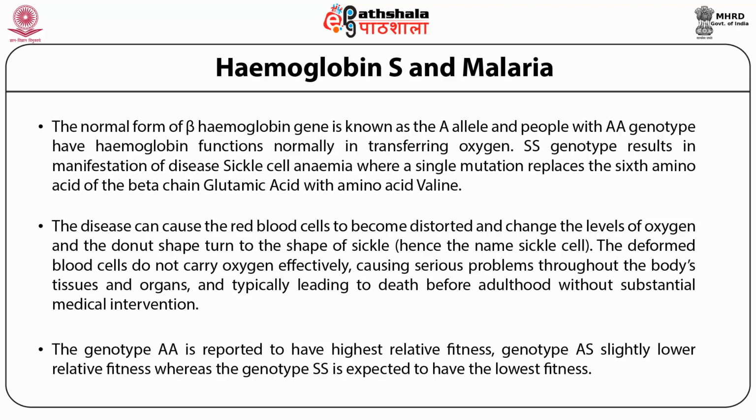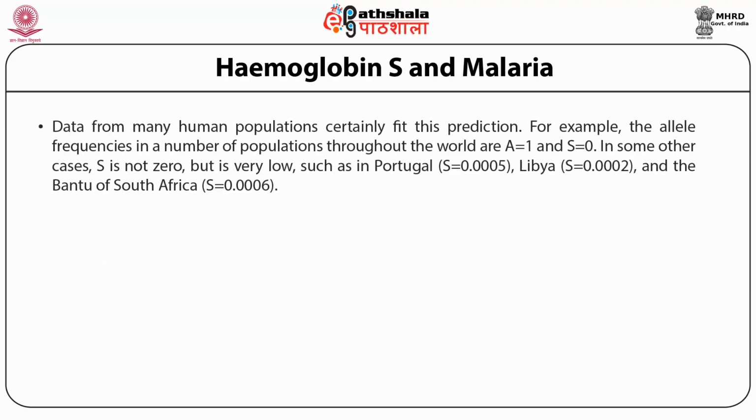The main focus is on the A and S alleles, because the S allele is harmful in homozygous condition and selection against it is expected. Allele S is mutant and has the lowest frequency. Data from many human populations certainly fit this prediction. For example, the allele frequencies in a number of populations throughout the world are A equal to 1 and S equal to 0. In some other cases, S is not 0 but is relatively low.